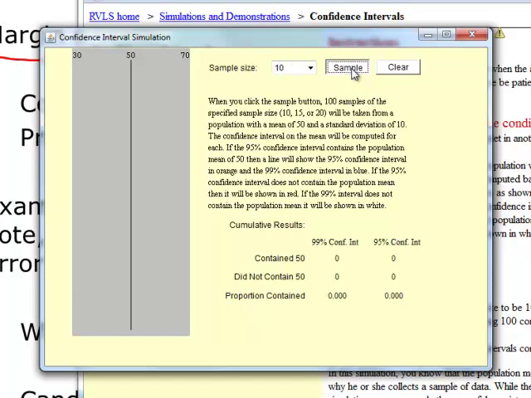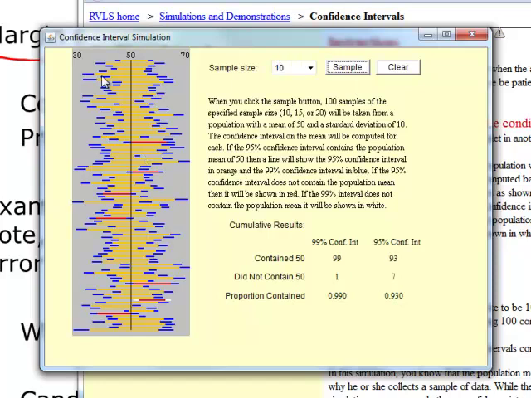So we'll click on sample, and what you see is you've got yellow lines, and then you've got blue tips on the ends of these lines. Well, the yellow lines represent the 95% confidence intervals, and the blue tips represent the 99% confidence intervals. Because you want to be more confident, you have to have a wider interval. And so this vertical line represents the true value of the mean, which is 50. And so we're looking at which of these intervals actually have 50 inside of them.